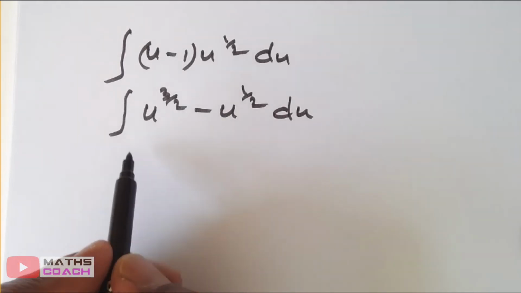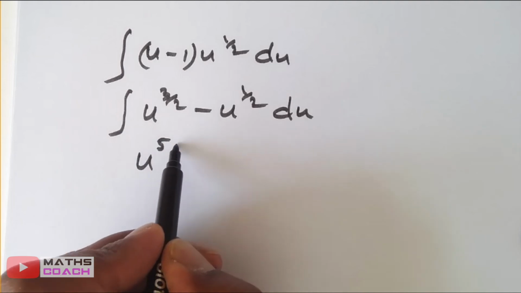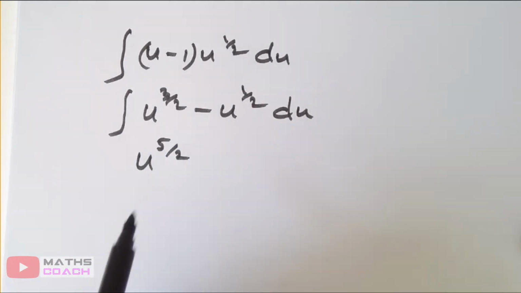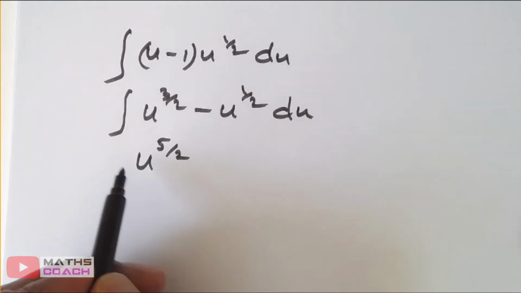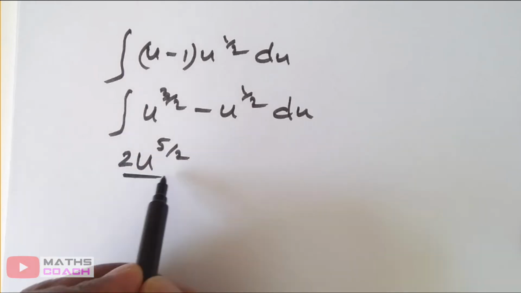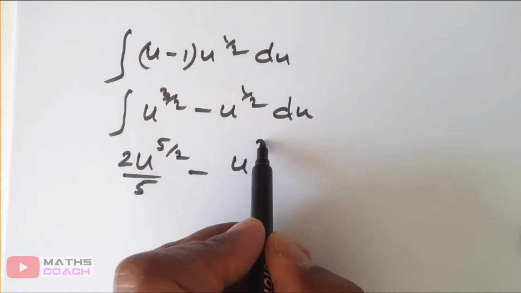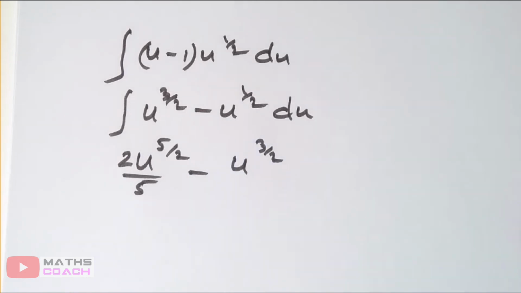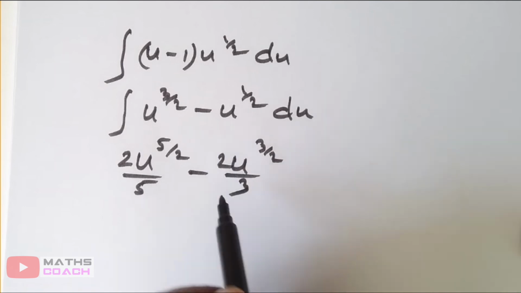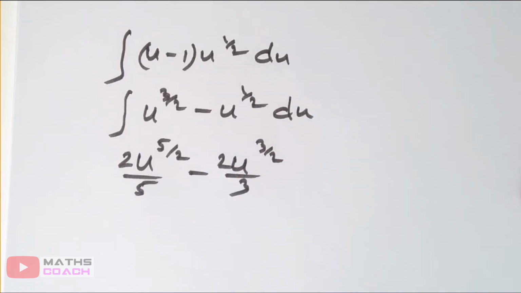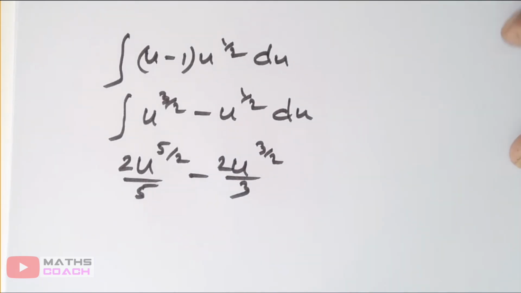So now let's integrate. u to the power 3 over 2 becomes u to the power 5 over 2. But when you divide by 5 over 2, the laws of reciprocals say that we can multiply it by 2/5. Take away u to the power 3 over 2. Instead of dividing by 3 over 2, we can times by 2/3. Now that is nearly quite finished.